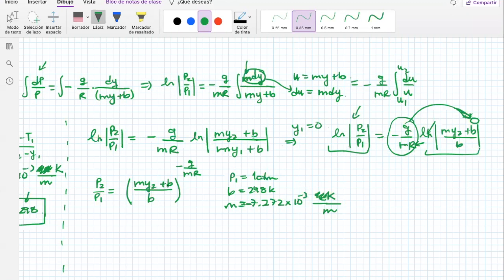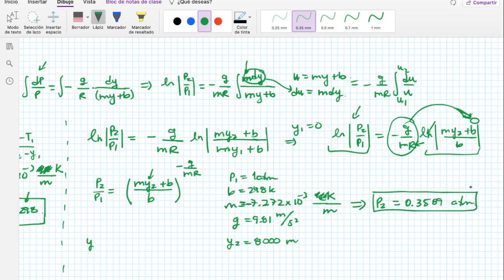Okay, so now I have everything in place. You know, G equals 9.81 meters per second squared. Oh my God, I just forgot about these units; these are the units of acceleration. This y2 is the only thing that's going to change. Let's just see how much you want to put. So let's put y2 equals 8,000 meters, Everest-like altitude. Therefore, P2 is going to be approximately 0.3589 atmospheres.